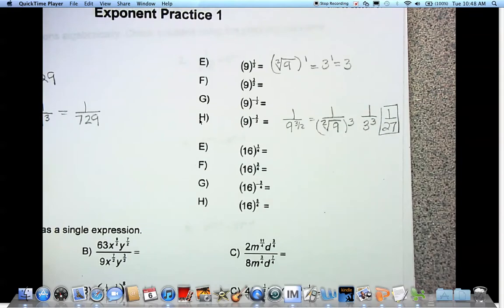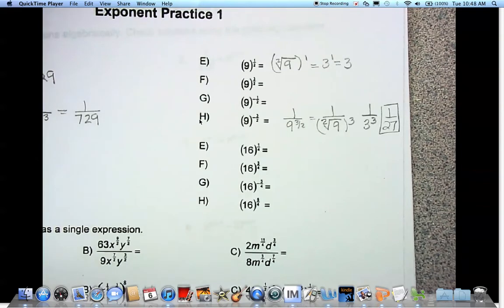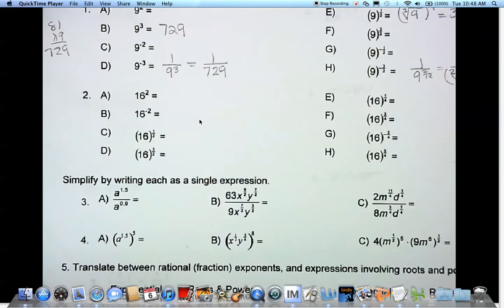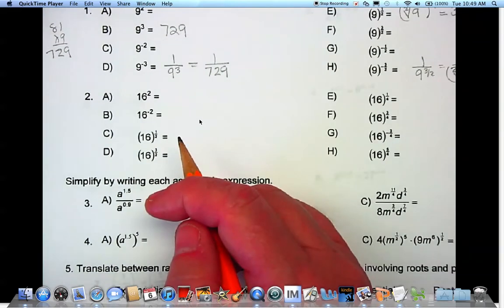Now, I put a lot of steps in there. You don't have to put all the steps. But you can if you need to. Hey, Ms. Walton. Mm-hmm. You can do some of the front ones. I'm not done yet.